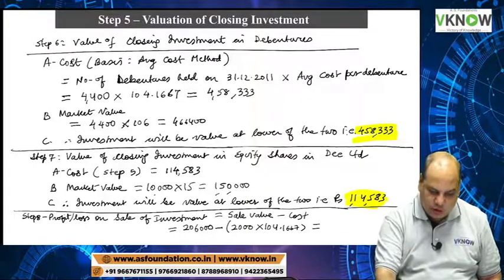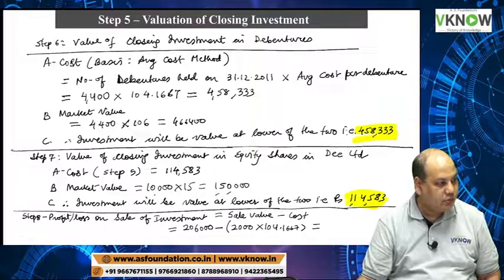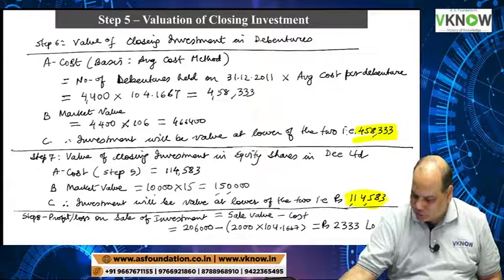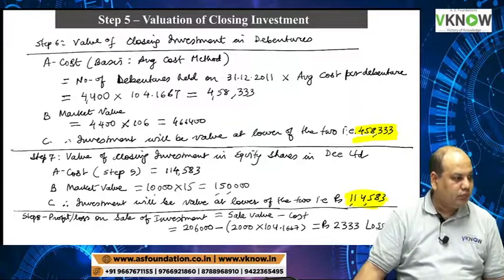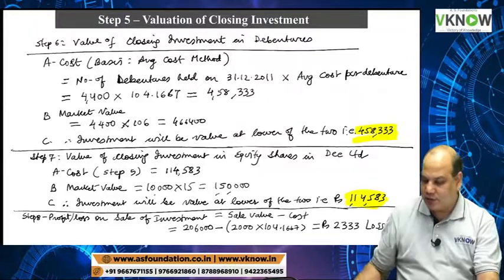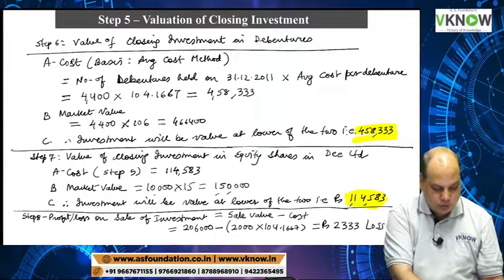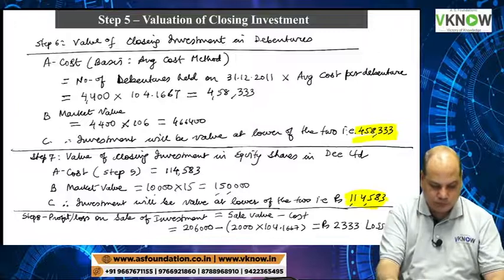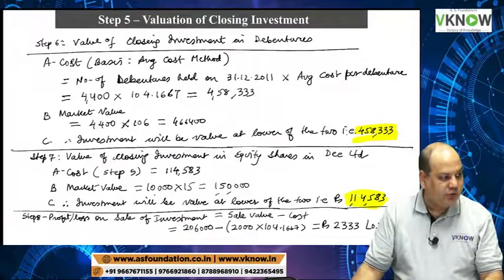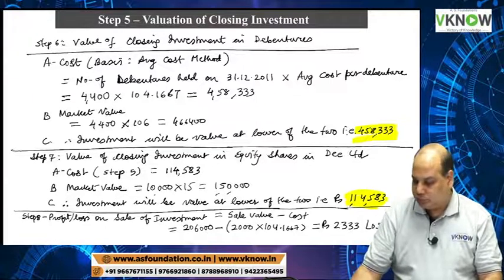Sale value is 2,06,000. Oh, there is a loss. Rupees 2333 loss. Is the answer right? Rupees 2333 loss. Okay.